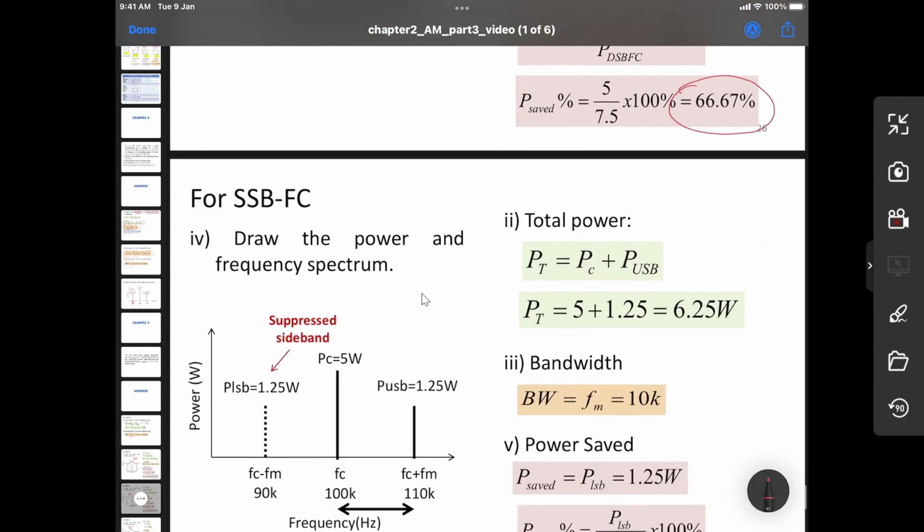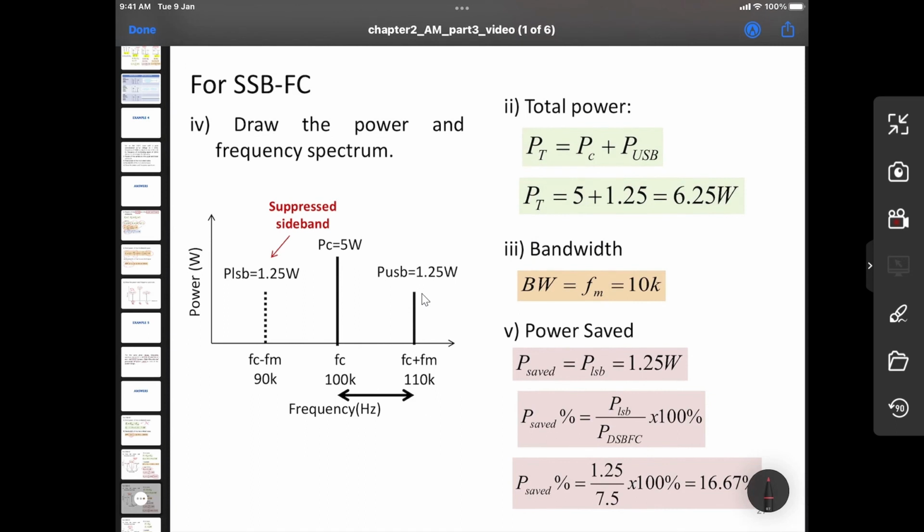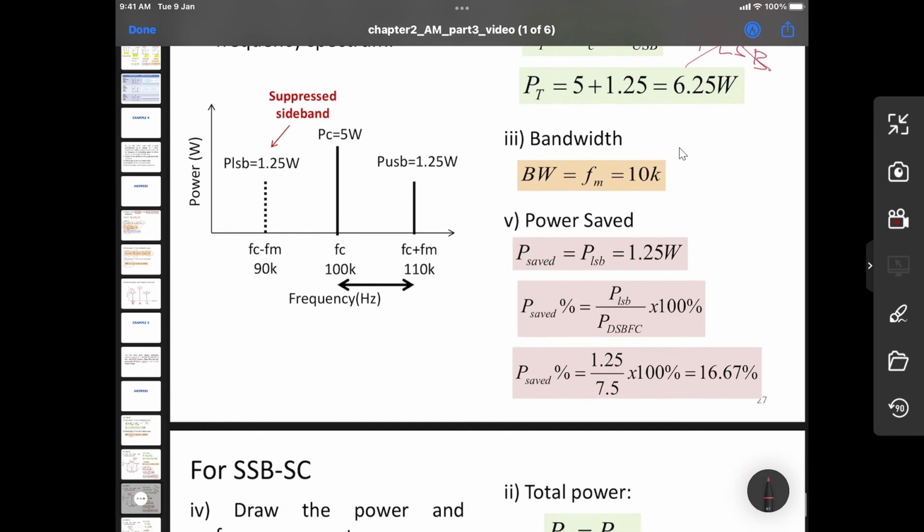Okay, so for the single sideband full carrier, you still have the carrier there, so you can calculate from here the total power. You don't have just one sideband, right? You don't have the lower sideband here, so this is the one that you save. So substitute that one. So meaning that here, if you just suppress one sideband, you only save like 16%, in terms of M equal to 1, if the modulation index is equal to 1.